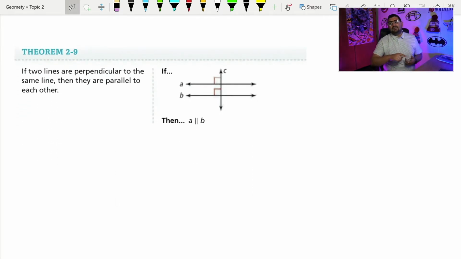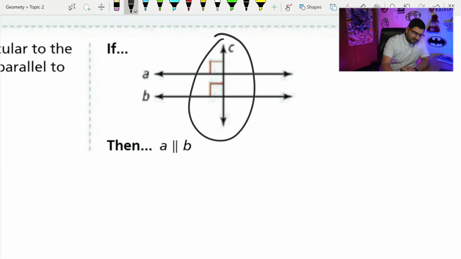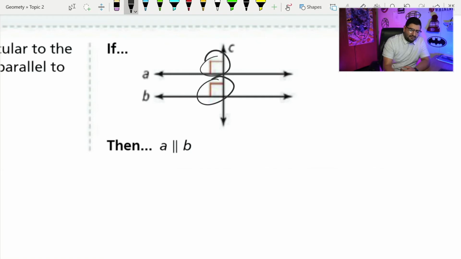This next theorem says if two lines are perpendicular to the same line, then they are parallel to each other. So if I have two lines that were sort of cut by a transversal, a line C that cuts them both and forms perpendicular lines, for those of you who don't know, perpendicular lines are lines that cross each other and form 90-degree angles. And really, it's 90-degree angles on all of these, but we usually only label one.